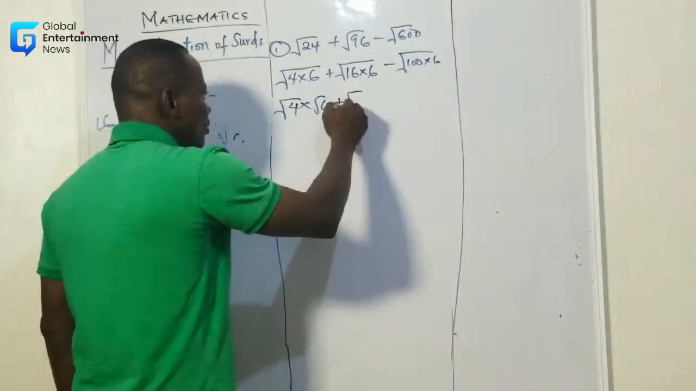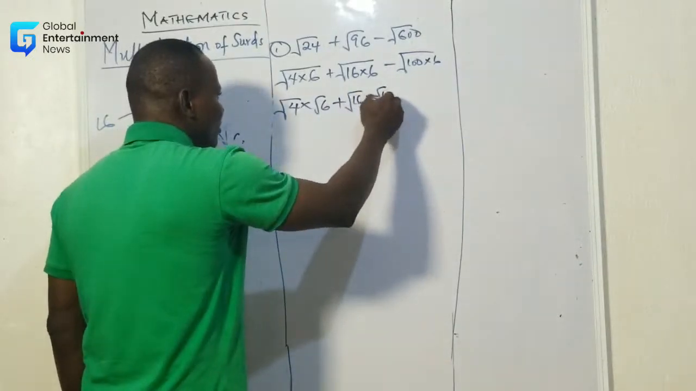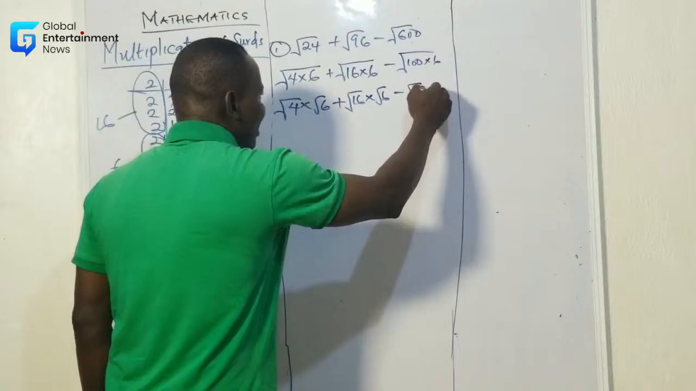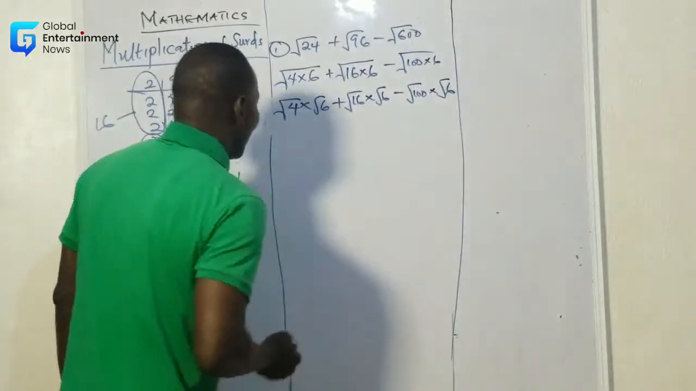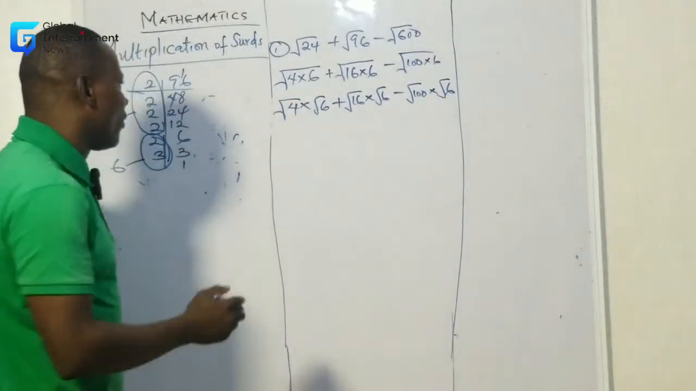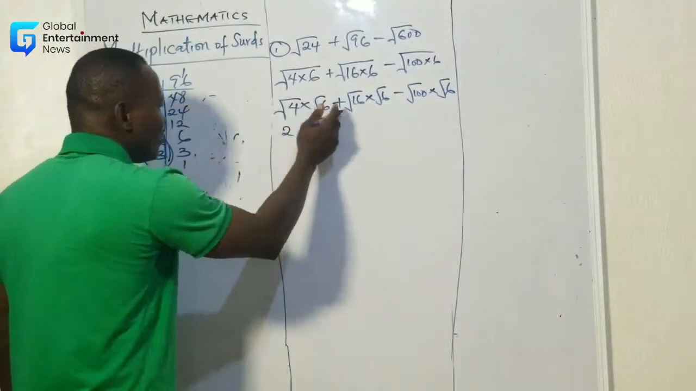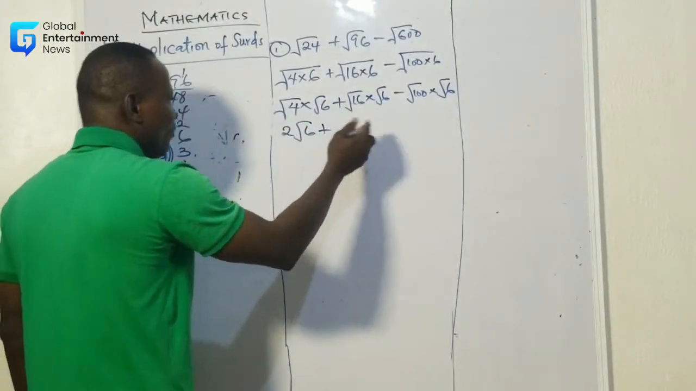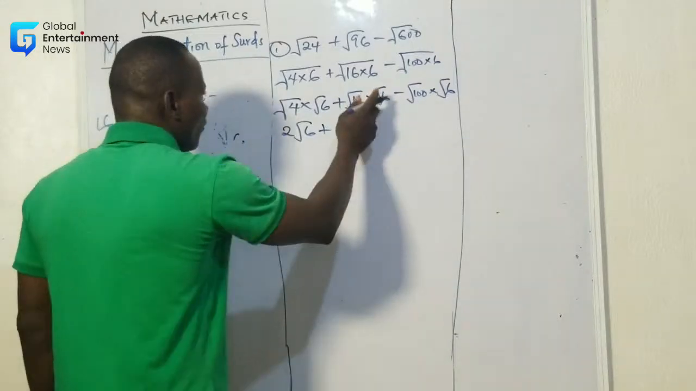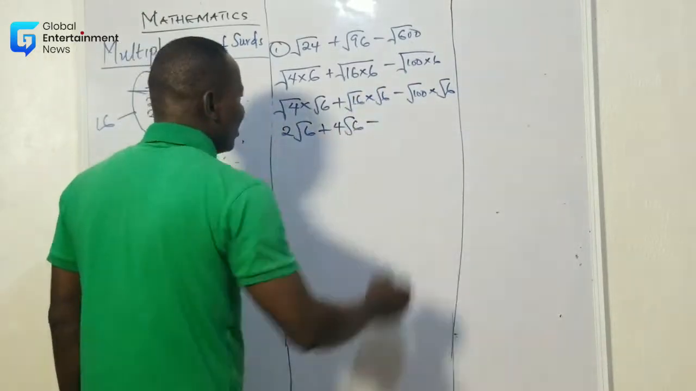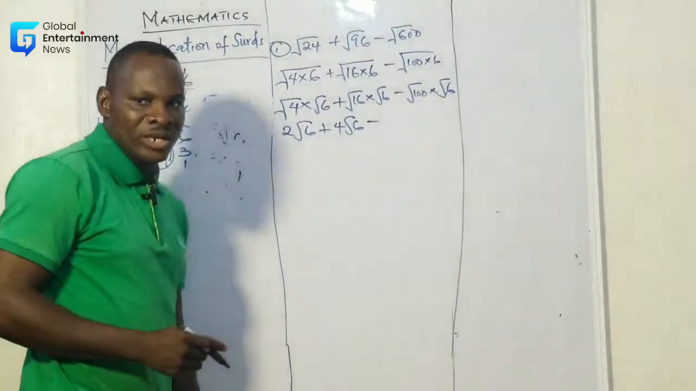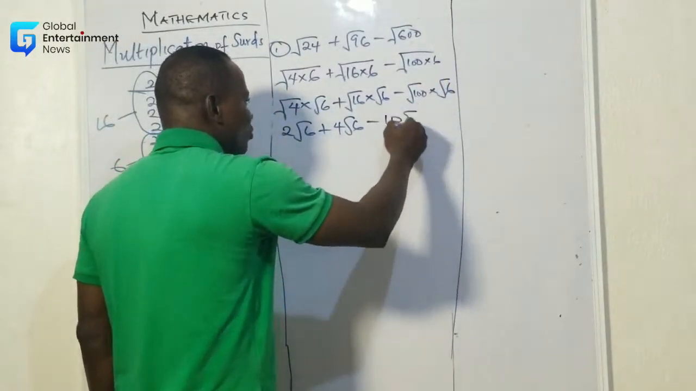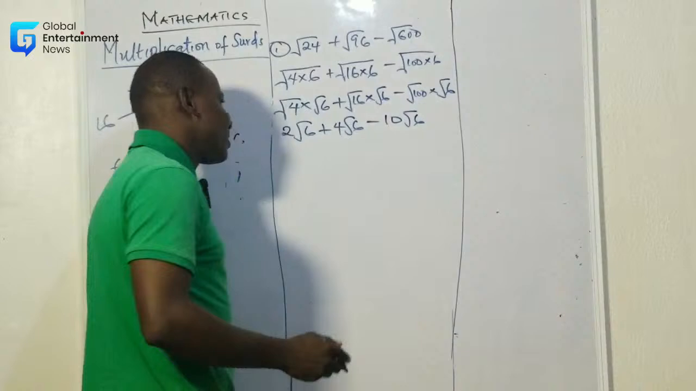Now, root 16 times root 6 minus root 100 times root 6. So what do we have here now? What is the square root of 4? That is 2 times root 6, so 2 root 6. Plus, what is the square root of 16? 4, so 4 root 6. Minus, what is the square root of 100? That is 10, so 10 root 6.